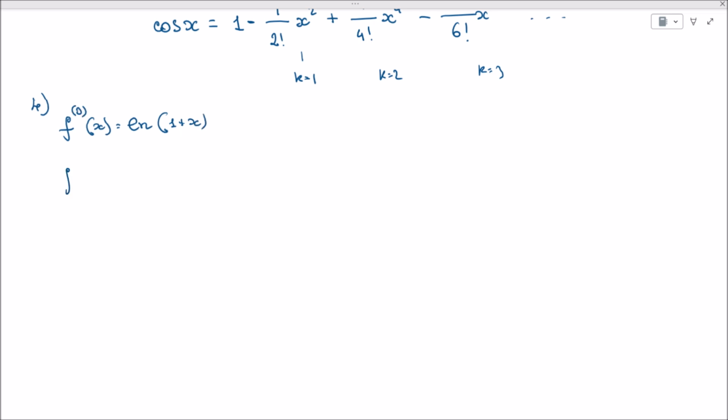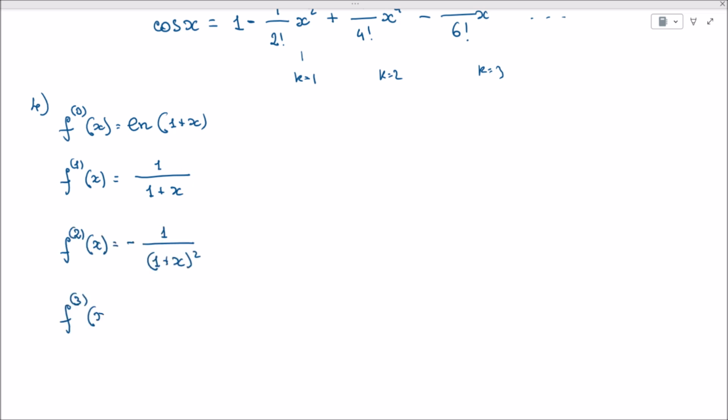Now, if we go to the derivative of order 1 of x, using what we know about derivatives, this is simply 1 divided by 1 plus x. Then we have the derivative of order 2 of x, and this is simply minus 1 divided by 1 plus x squared, and the derivative of order 3 of x.